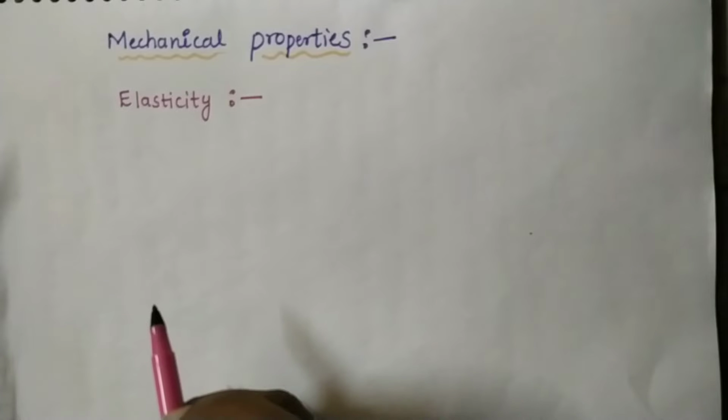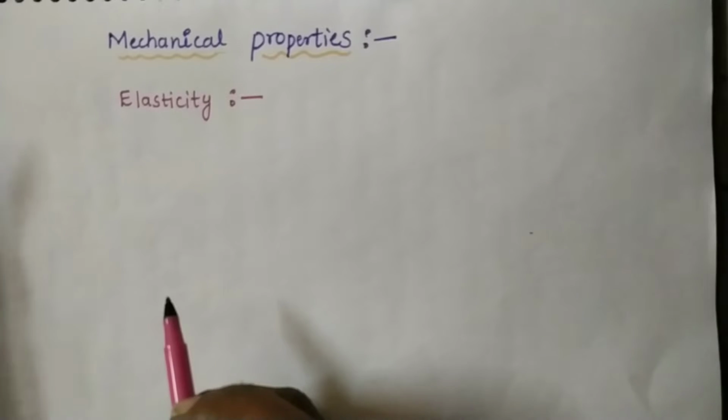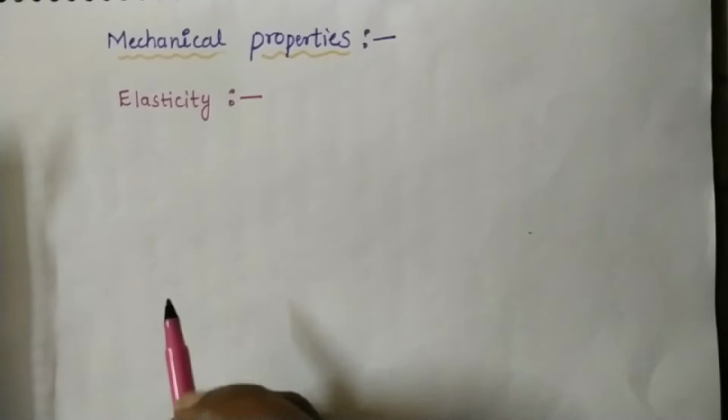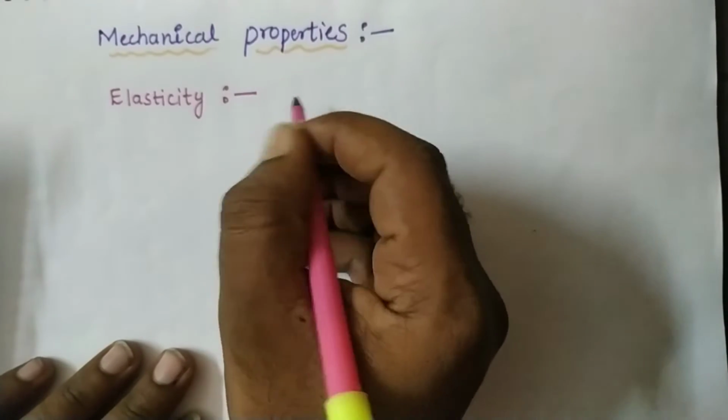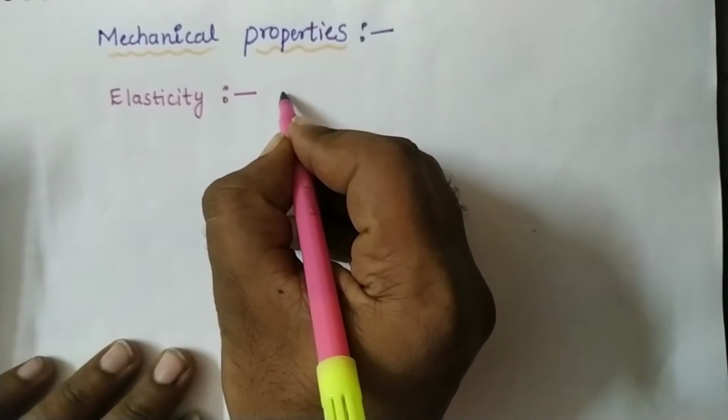In this video I explain the mechanical properties of materials. Okay, so the first one is elasticity. Elasticity is one of the properties of material. So what is the meaning of elasticity? Elasticity means it is the property of material.